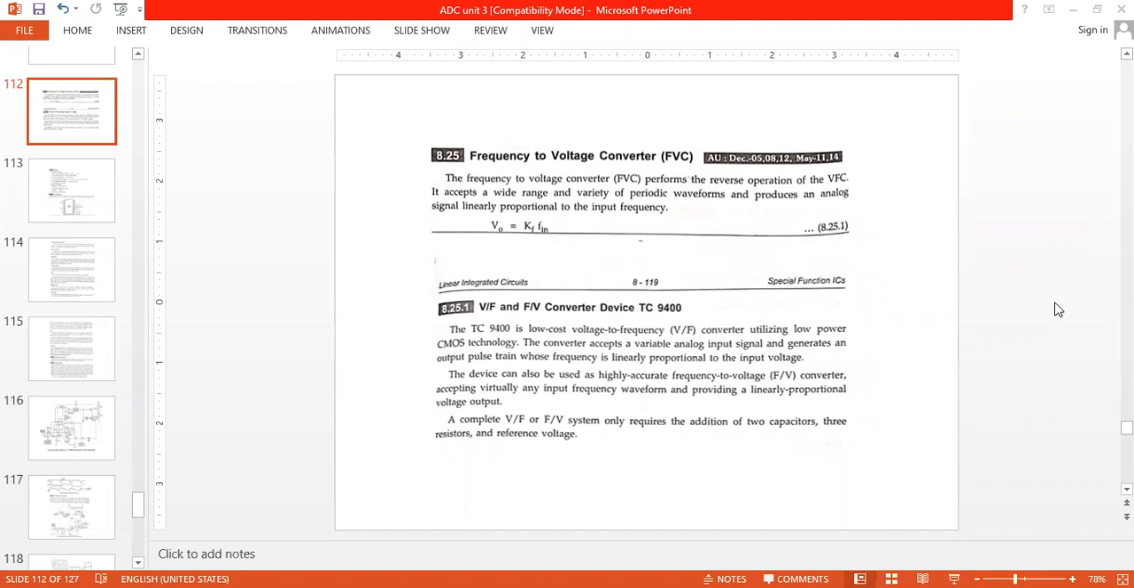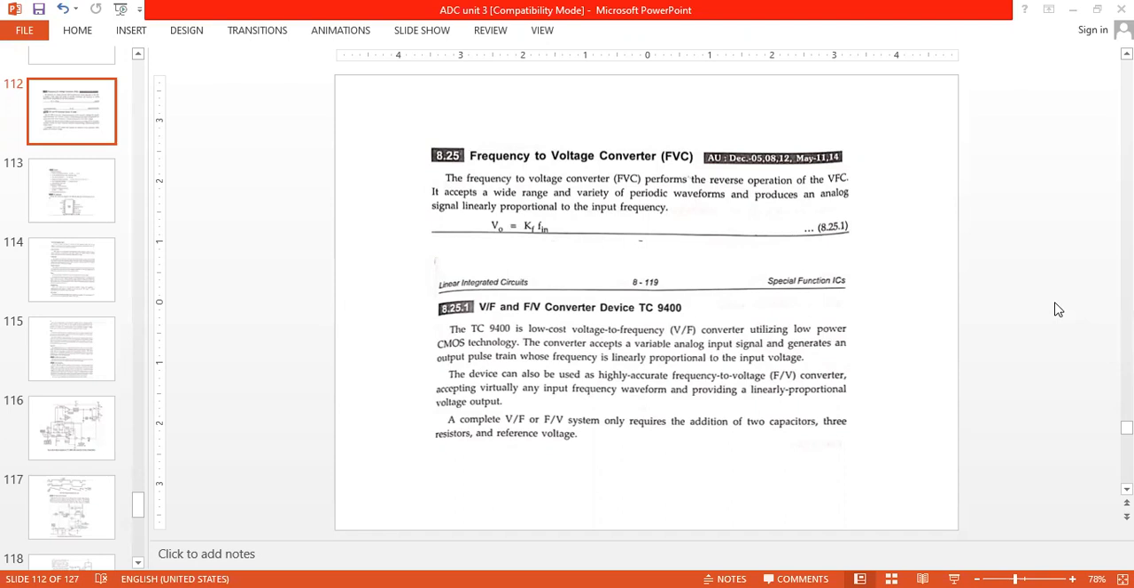Unit number 3. In this class, we are going to discuss the voltage to frequency converter and the frequency to voltage converter. In a voltage to frequency converter, we change the output frequency with the input voltage. That is, if we change the input voltage, the output frequency of the circuit will vary. As well, in the frequency to voltage converter, the output voltage is controlled by the input frequency. This is the concept of voltage to frequency and frequency to voltage converters.